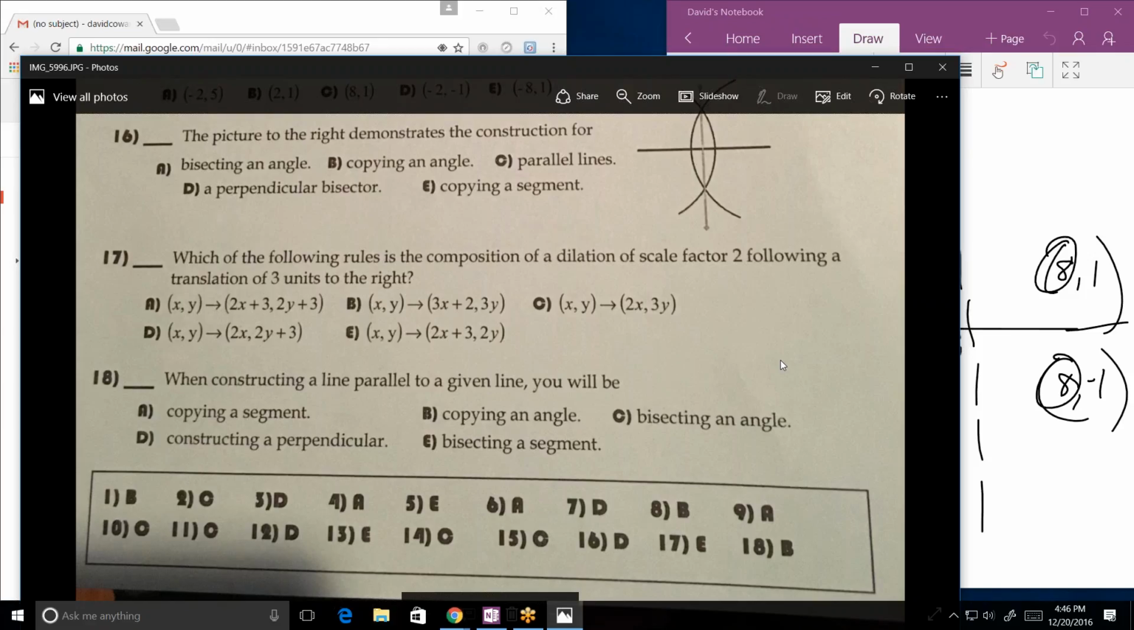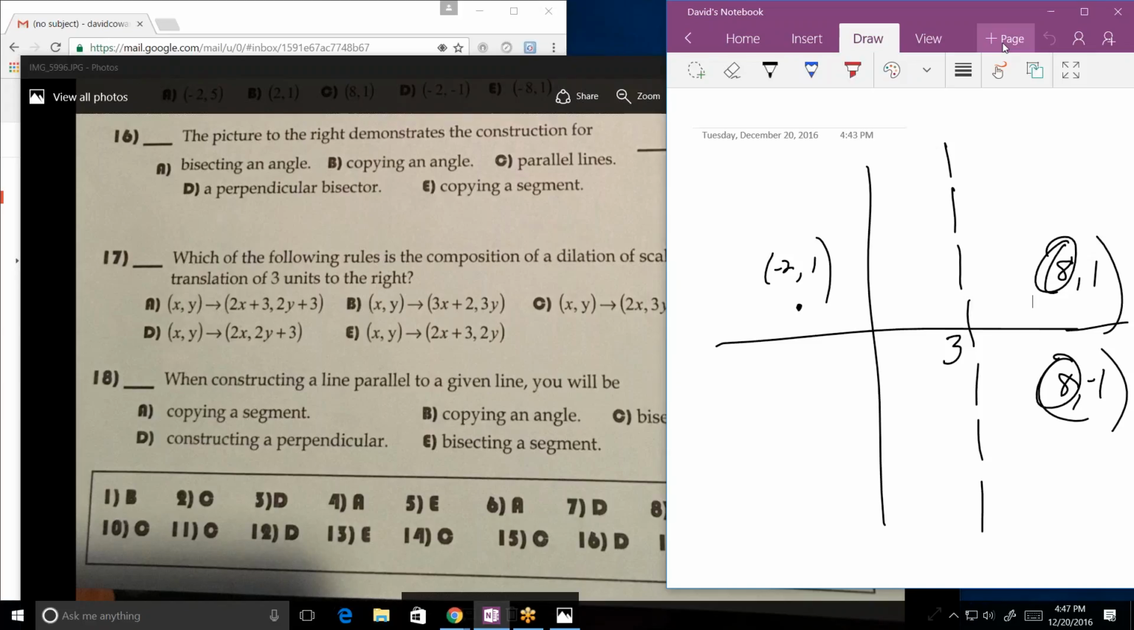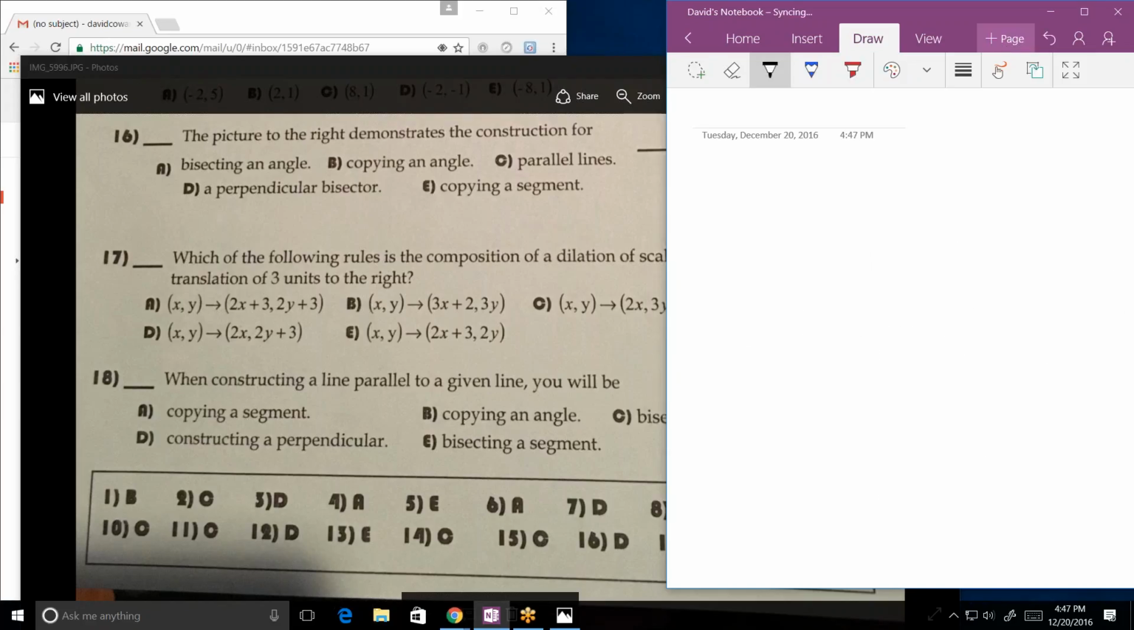When constructing a line parallel to a given line, you will be copying an angle, right? I would say you're constructing a perpendicular twice. Well, in other words, if I have a line and I want to draw a line parallel to that, I know how to construct a perpendicular to it, and then if I construct a perpendicular to that, I end up with a line that's parallel to that.